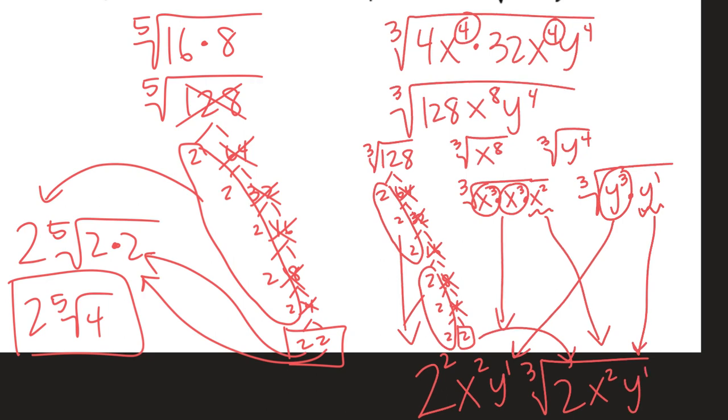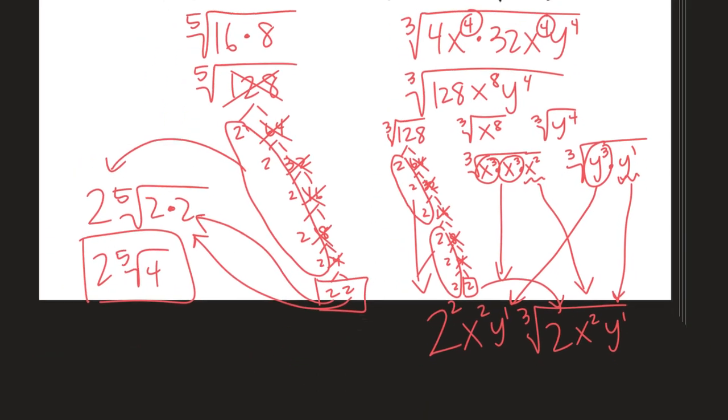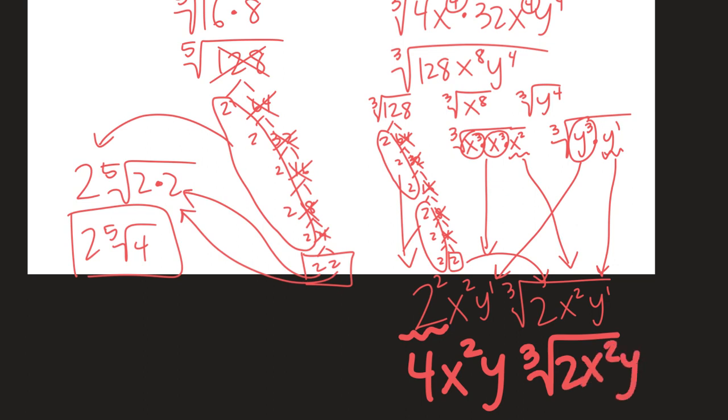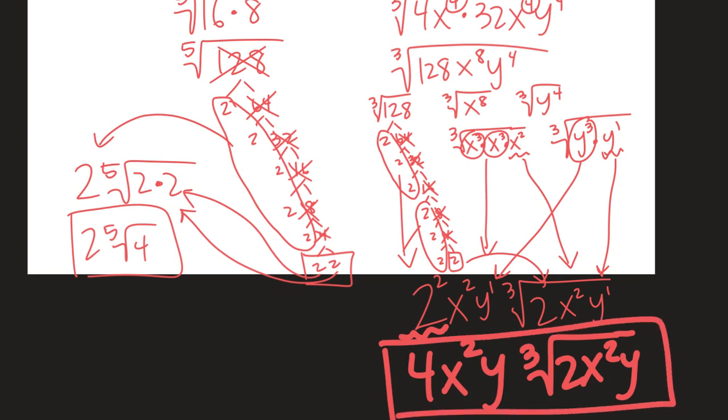Now, the one other thing you could do on this to make it look a little nicer: we do know right here that 2 squared is 4. So I would write it as 4x squared y. And you really don't have to put those exponents of 1, just being a little more clean with the writing of our answer. But there you go. That is the final answer.